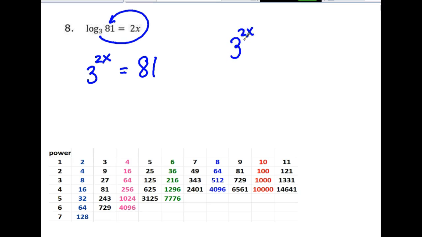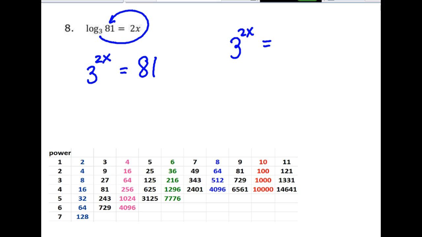They said, I know that 81 is equal to 9 squared. Is that the same base? You can't solve it unless it has the same base. It is a true fact, but it doesn't help you solve it.